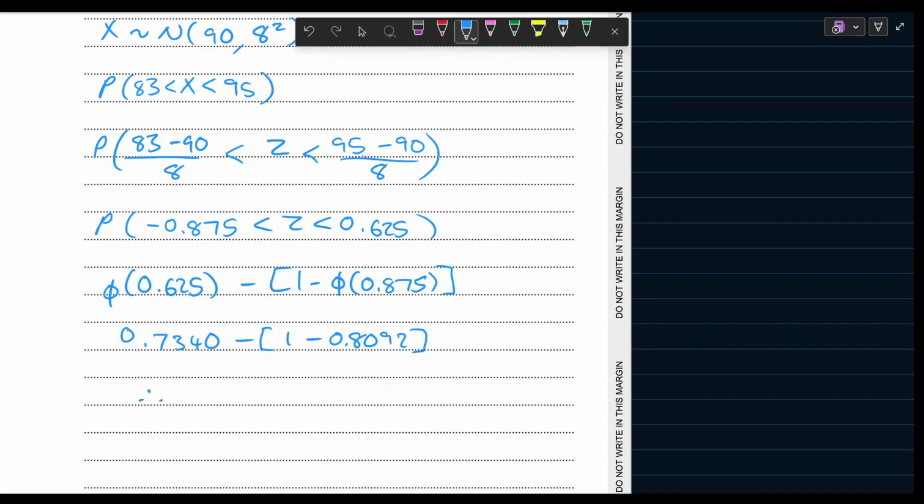And so punch this into the calculator. This is 0.7340 minus 1 minus 0.8092, and this gives us that 0.543, correct to 3 significant figures.